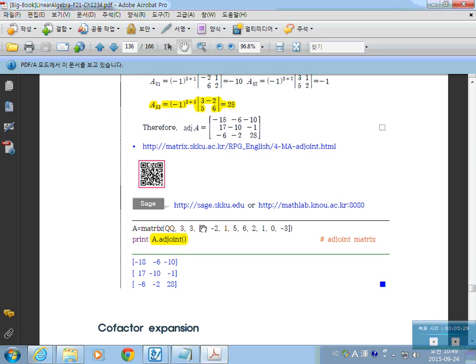Similarly, if we define a matrix like this and just give a command to find the adjoint matrix of A, then you will have the same matrix like this.